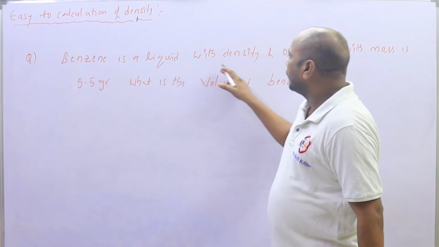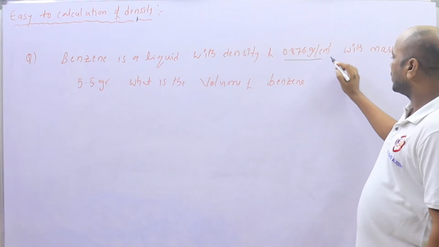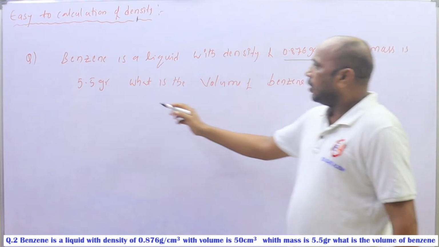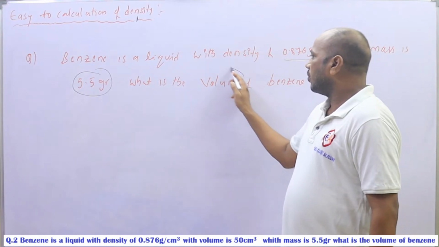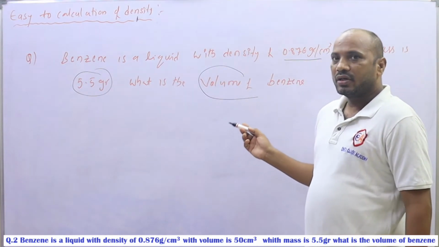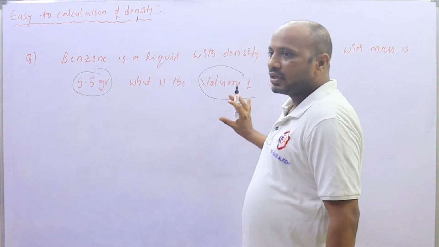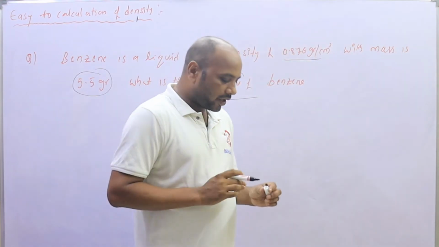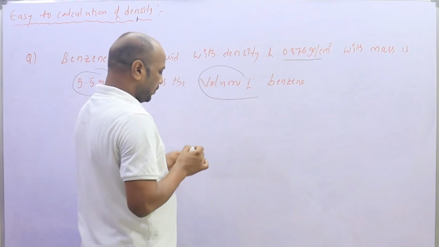The next question is, benzene is a liquid with a density of 0.876 gram per centimeter cube, with mass 5.5 grams. What is the volume of benzene? The last question they will ask is, the first question was to find out the mass. This question is to find out the volume.